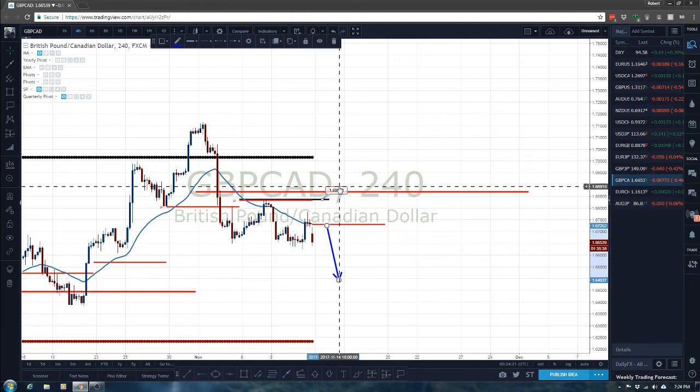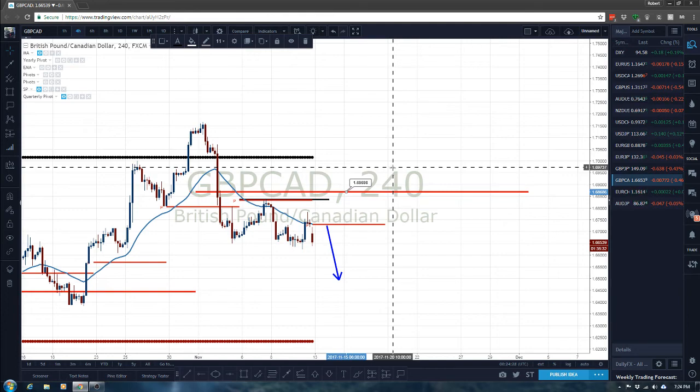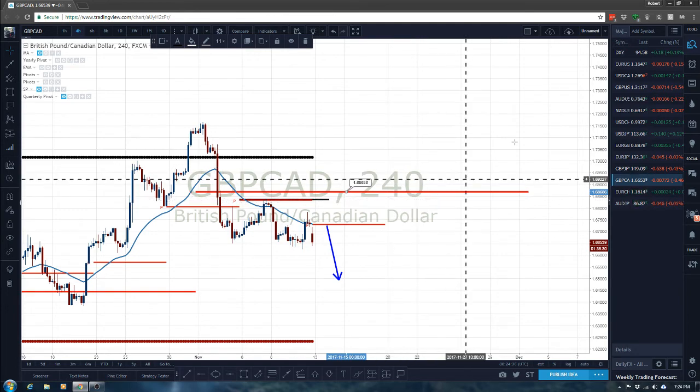If price does decide to head up, the monthly pivot is going to be the first level of resistance, and that is currently at the 1.6868 level.